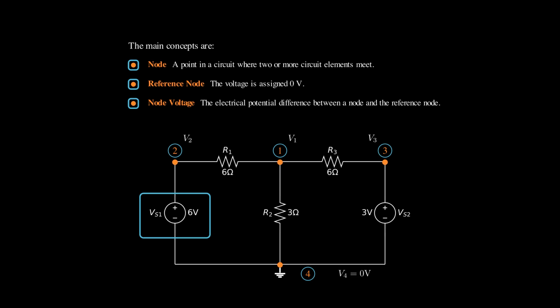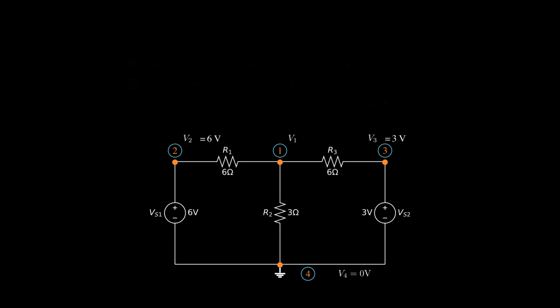Furthermore, because the first voltage source directly connects the reference node and node 2, that will make the voltage of node 2 equal to 6 volt. This is because V2 minus V4 is 6 volt. Likewise, V3 minus V4 is 3 volt. It makes the voltage of node 3 equal to 3 volt. Alright. For this example, the only unknown voltage is V1. The node analysis method is used to solve for unknown node voltages.